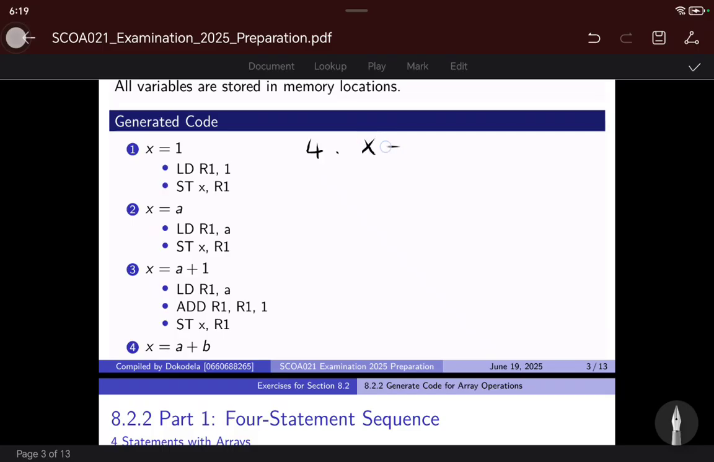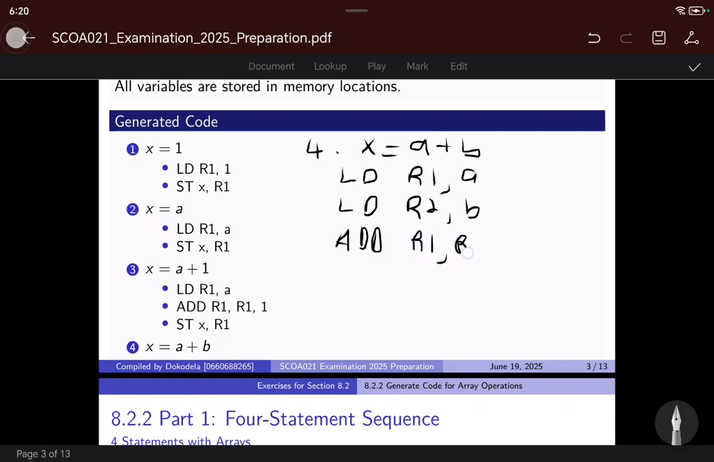It's saying x is equal to a plus b. So remember I said that you can do this, right? You can load A into R1 and load B into R2, then you add them, right? But you're going to store this in R1. Then I'm adding the contents of R2 into R1. You see, right? Then I store R1 into X.